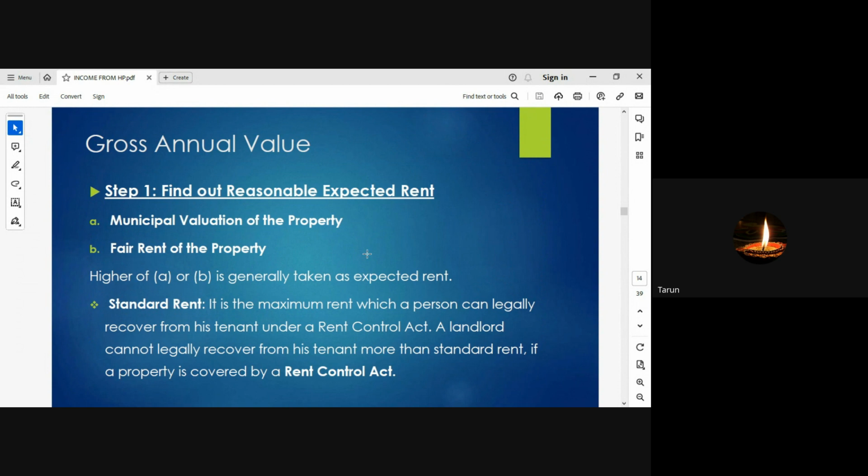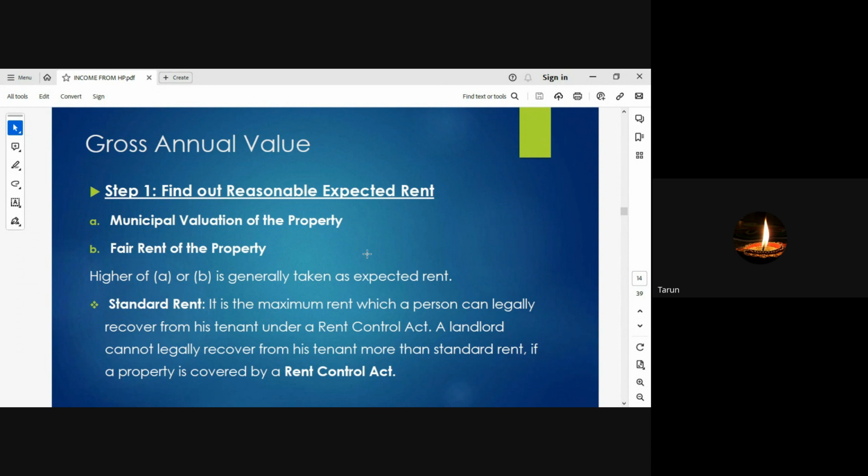If these two values are already given in the question, what is the next point? You need to see which of these two, A and B, is the higher value, and that value is taken as the expected rent. But always remember there is one rule: the expected rent should not exceed the standard rent.